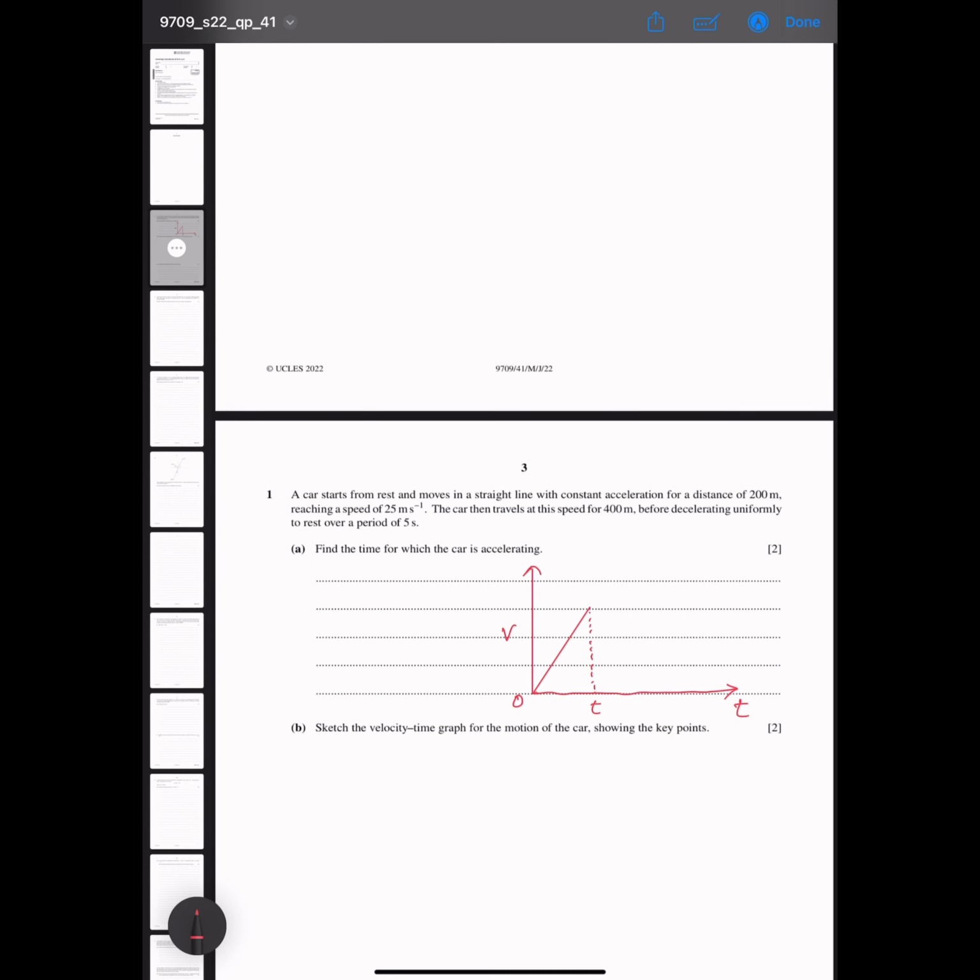reaching a speed 25. यहाँ पे स्पीड इसकी 25 मीटर पर सेकंड हो जाती है. The car then travels at this speed for 400 meters. Speed is constant for 400 meters before decelerating uniformly to rest over a period of 5 seconds. Then decelerate. ये हमारा स्केच बन गया.